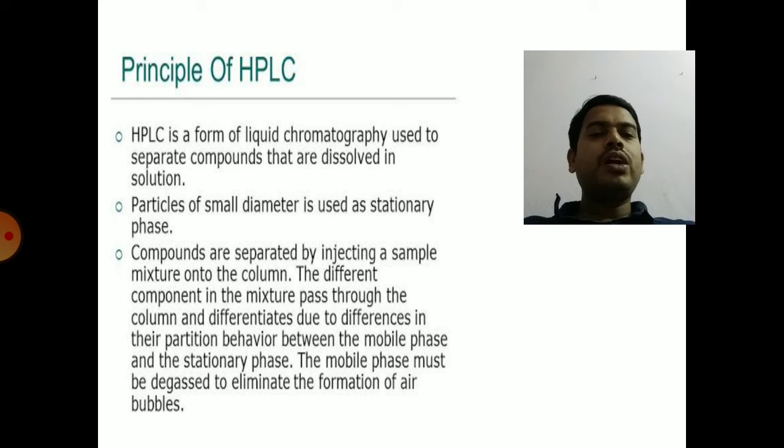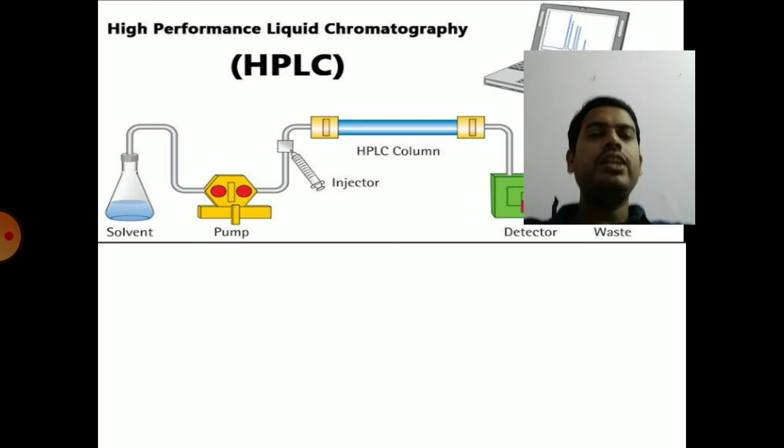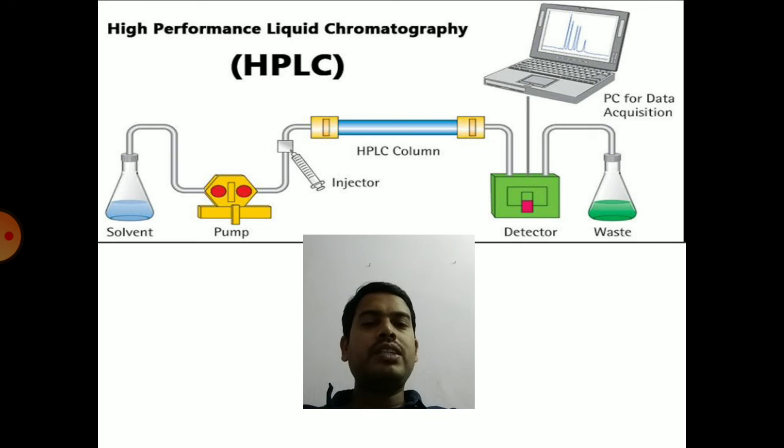So particles of small diameter are used as the stationary phase. So the diameter of the particles will also be small. The compounds that are to be separated should be introduced onto the column. You can clearly see the apparatus will be like this. You can clearly see the HPLC column there, a tube-like structure. That will be the length of the column.